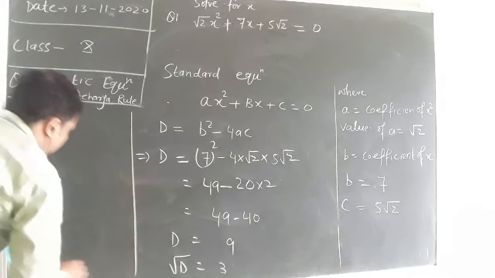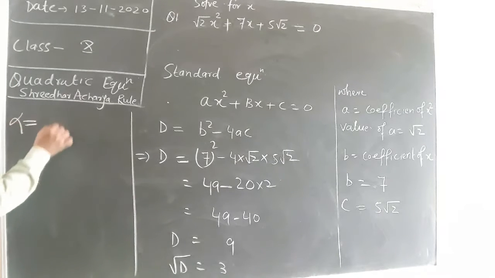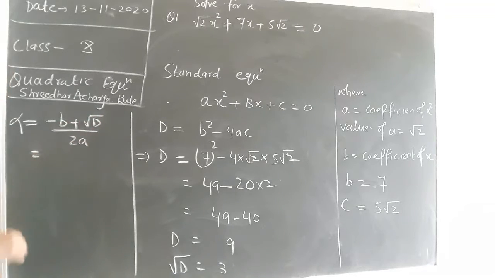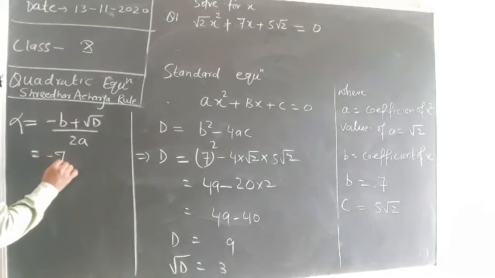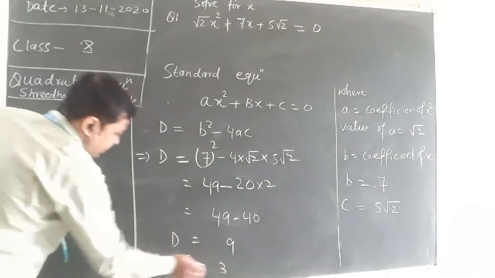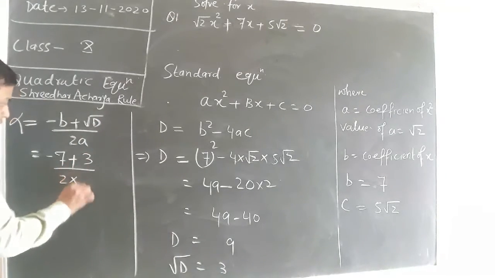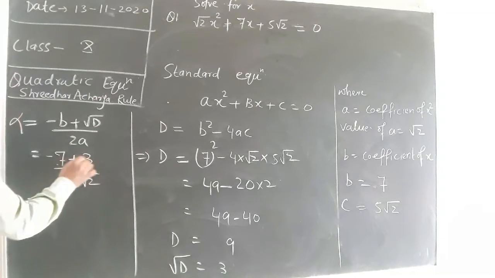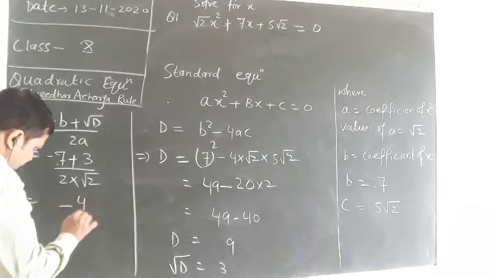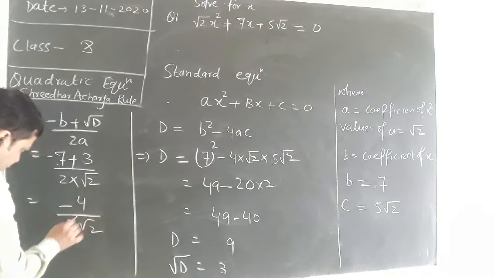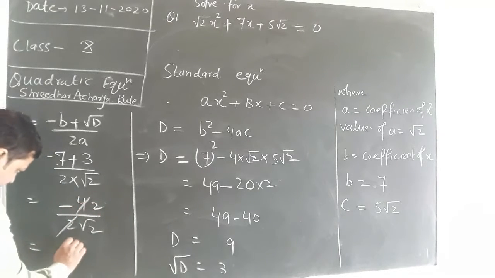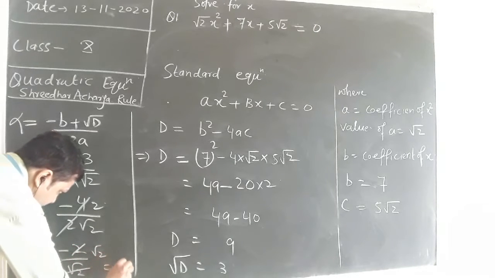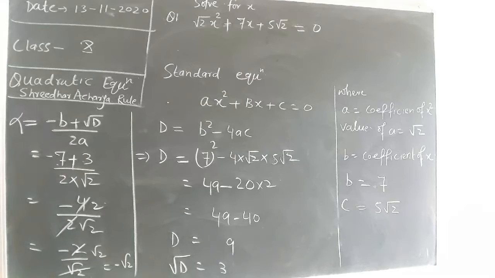Now after this, what will be the value of alpha? Alpha is minus b plus root D divided by 2a. So b is 7, so minus b will be minus 7. Root D is 3, divided by 2 into the value of a, that is 2 root 2. Minus 7 plus 3 will be minus 4 divided by 2 root 2. So this one will be 2. So minus 2 divided by root 2. This root 2 cancels, so this will be minus root 2. So alpha is equal to minus root 2.